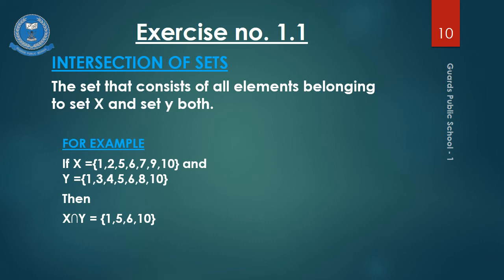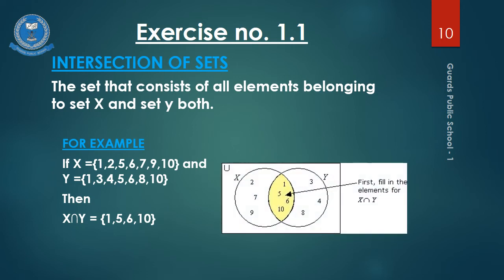In other words, we can say that the intersection is the elements which are common in both the sets. As you can see in the diagram, only the common area of both the circles is colored, which shows the intersection of both the sets.